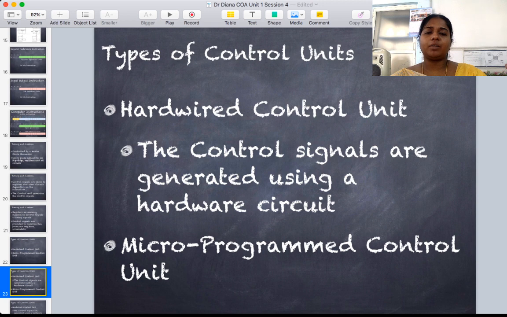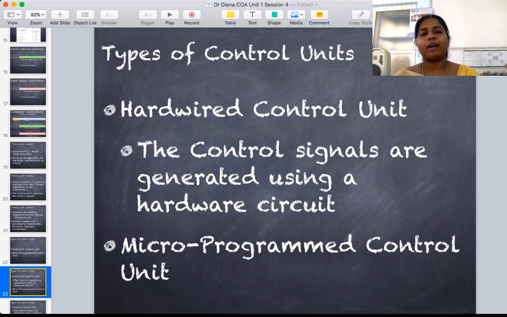In a hardwired control unit, the entire design is fabricated on the board. So I design a hardware circuit, and the hardware circuit is fabricated as part of the integrated chip. So you integrate it on the board and then fabricate and give that board. That's called a hardwired control unit.